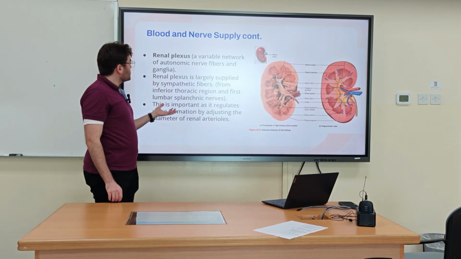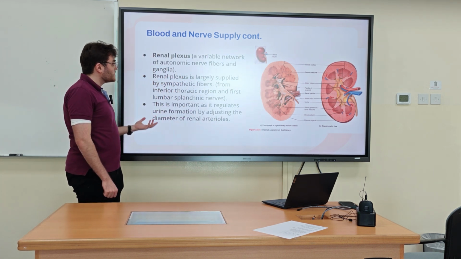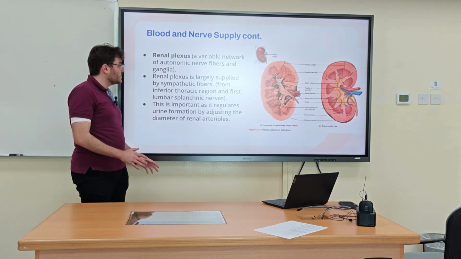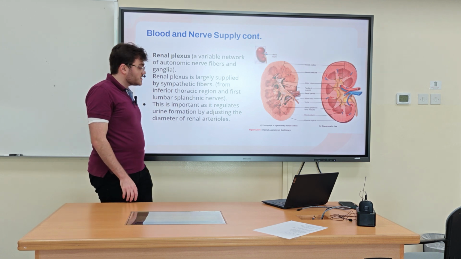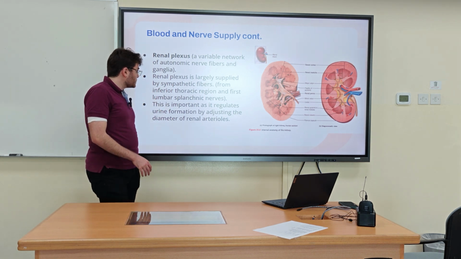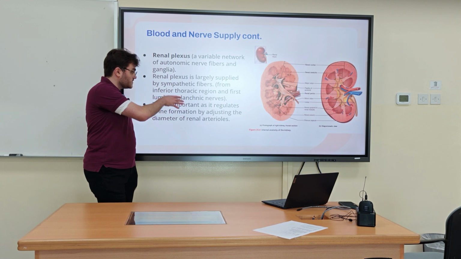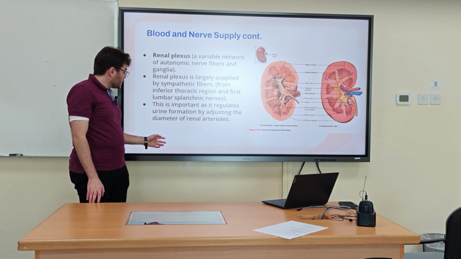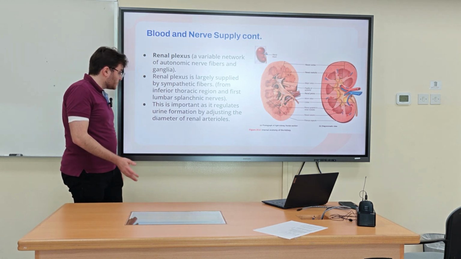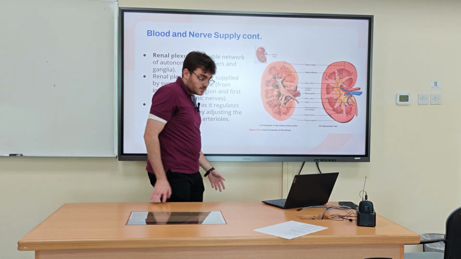Okay, for the nerve supply, we have something called the renal plexus. It's a variable network of autonomic nerve fibers and ganglia. The renal plexus is largely supplied by sympathetic fibers. I don't think this detail is important, to be honest. This is important as it regulates the urine formation by adjusting the diameter of renal arterioles, as mentioned before.